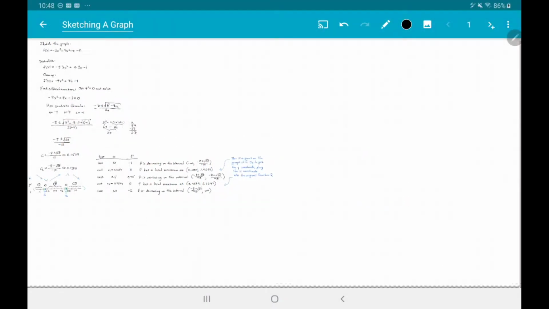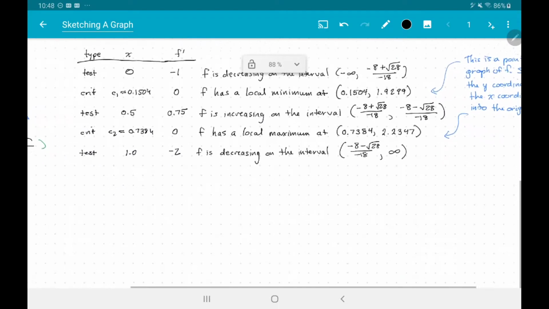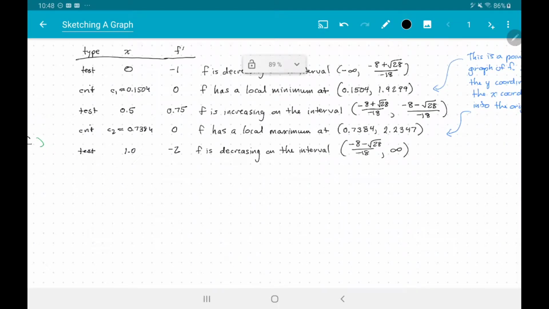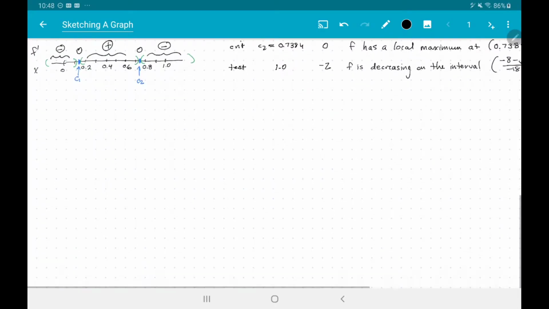Okay, so this is where we left off. We had found intervals where f was increasing and decreasing. We had found a local maximum and a local minimum, and we had found points and intervals and wrote them all out.